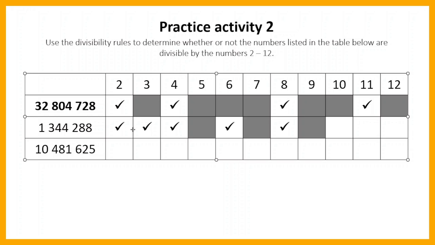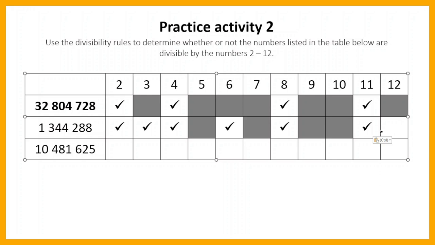Then for 10, the last digit isn't 0, so I know that 10 is not a factor. I could have blanked it out already when I found out that 5 wasn't a factor. For 11, I'm going to check by adding up my alternating digits. So my odd digits would be 1 plus 4 is 5, plus 2 is 7, plus 8 is 15. And then my even digits are 3 plus 4 is 7, plus 8 is also 15. 15 minus 15 gives me 0, which means that 11 is a factor.